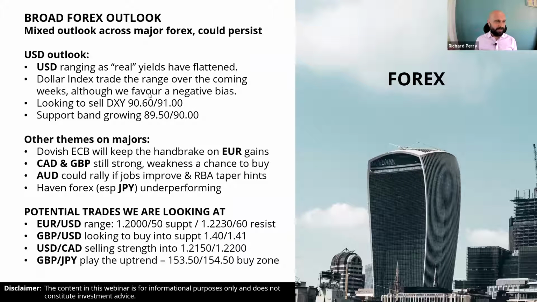That's what I'd be looking at doing, trading the range, support around 90 big figure, but looking probably to sell, because I think ultimately the dollar is still likely to come under pressure as the year progresses. But yeah, I still think there's potentially further downside in that dollar, but at the moment it's moving in a range.